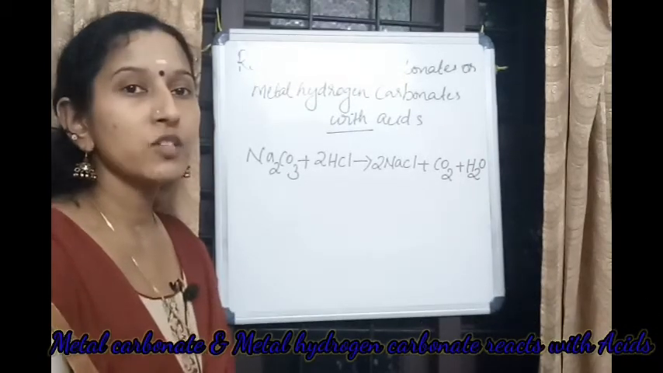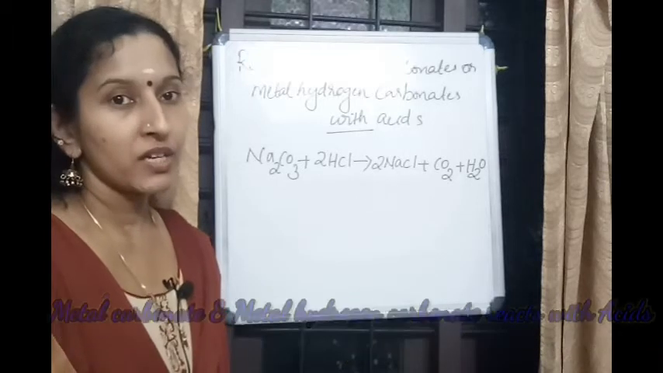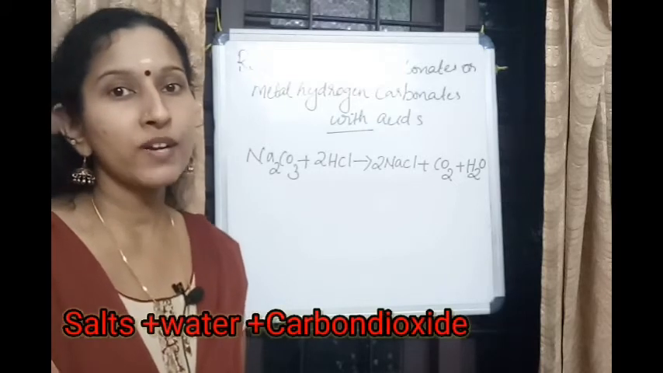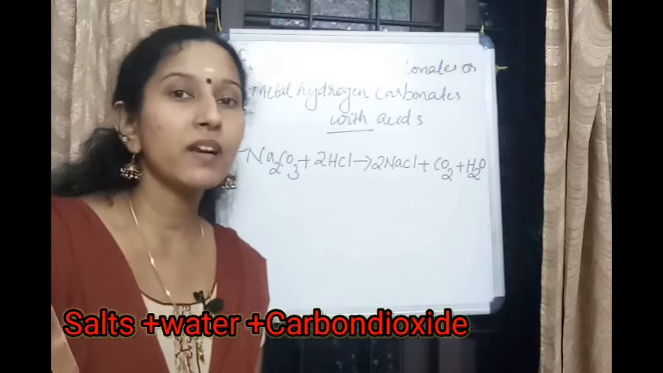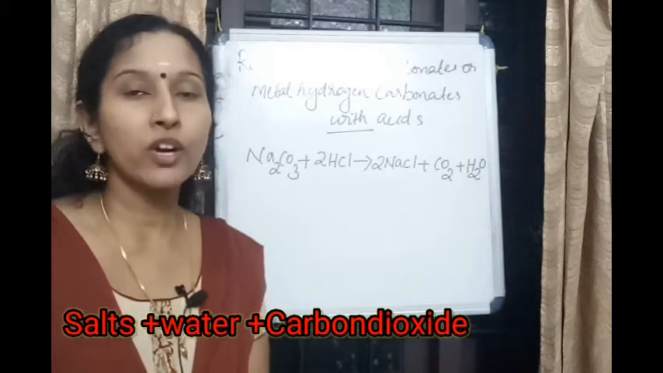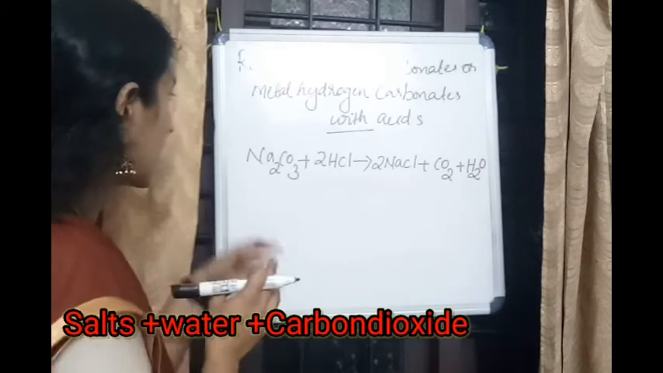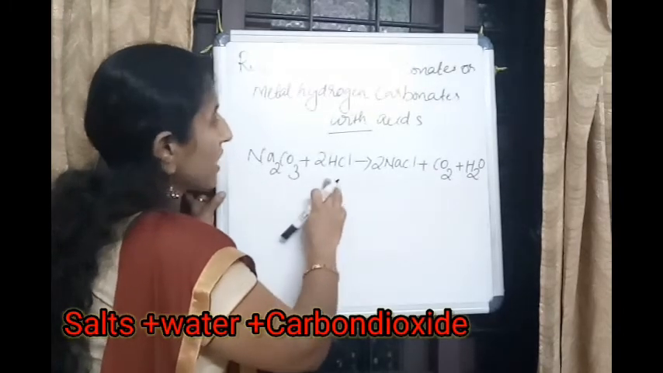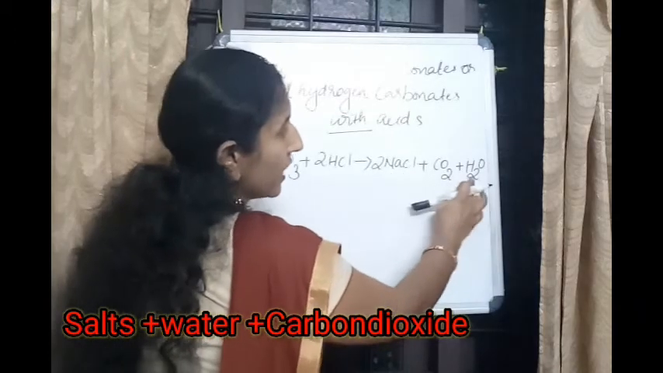Reaction of metal carbonates or metal hydrogen carbonates with acid. When a metal carbonate or metal hydrogen carbonate reacts with an acid, it forms salt, carbon dioxide and water as the products. Okay, I'll show you how it is. Sodium carbonate is an example of a metal carbonate. And when a metal carbonate reacts with an acid, it forms salt, carbon dioxide and water.